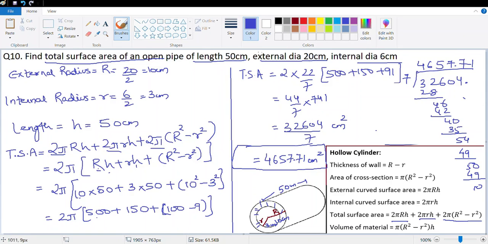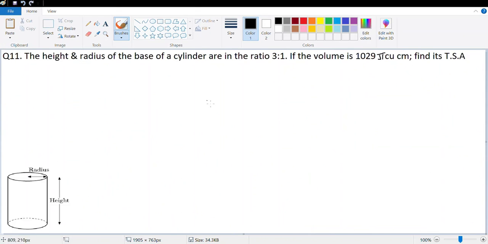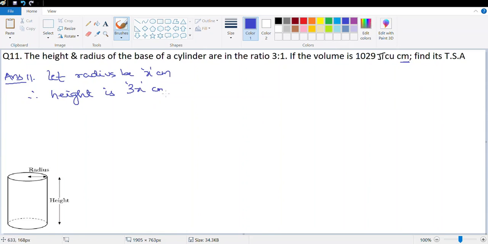Let's look at the next one. The next question that we do is question number 11. Question number 11 says the height and radius of the base of a cylinder are in the ratio 3:1. So let's take an assumption. Let radius be x centimeter, because some part of the answer is given in centimeter. Therefore, height is 3x centimeter, because the height to radius ratio is 3:1.